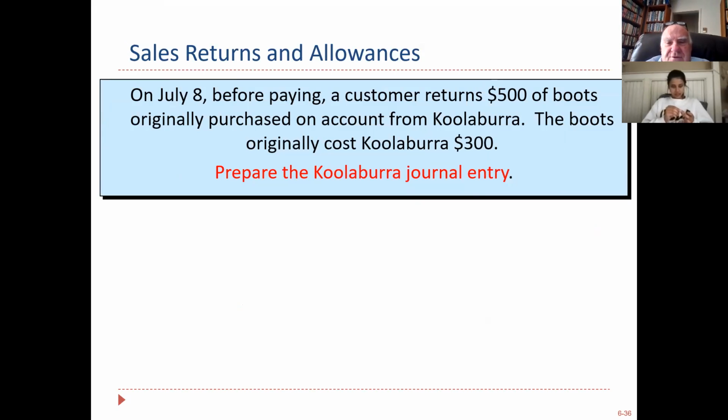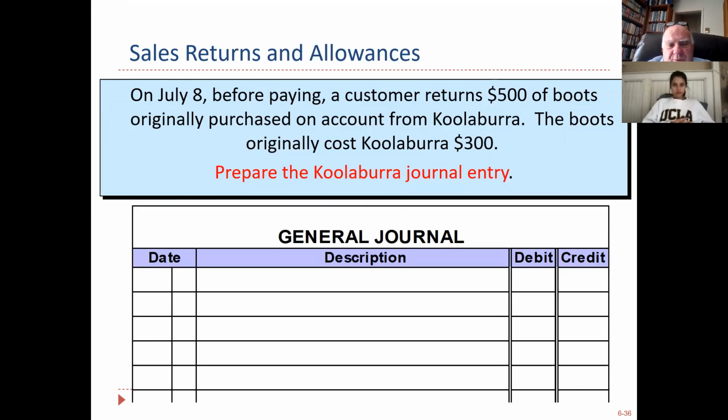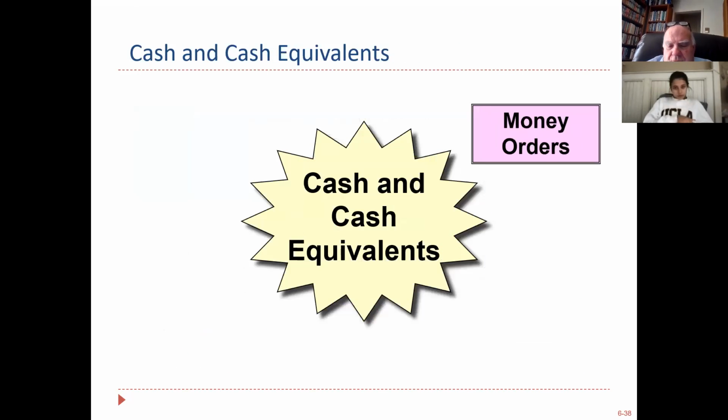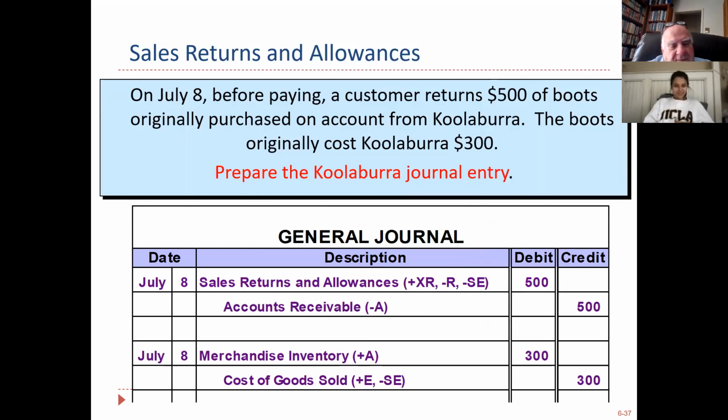Sales returns and allowances. Here, a customer returns boots originally purchased on account from Coolaboro. The boots originally cost Coolaboro $3,000. Prepare the Coolaboro journal entry. Well, we know we're getting the boots back, so that's a sales return and allowance. Sales returns and allowances, we debit that, right? Because we never debit sales. And we credit accounts receivable.